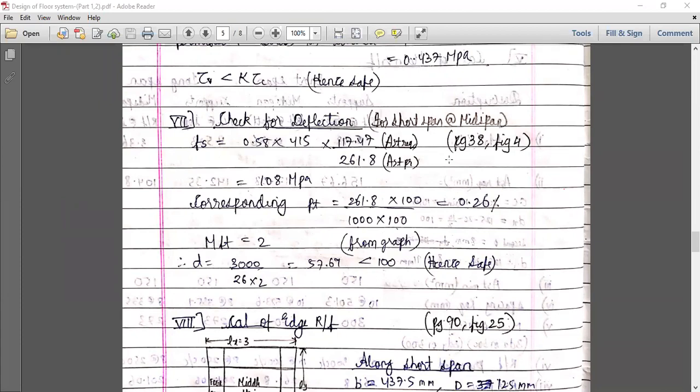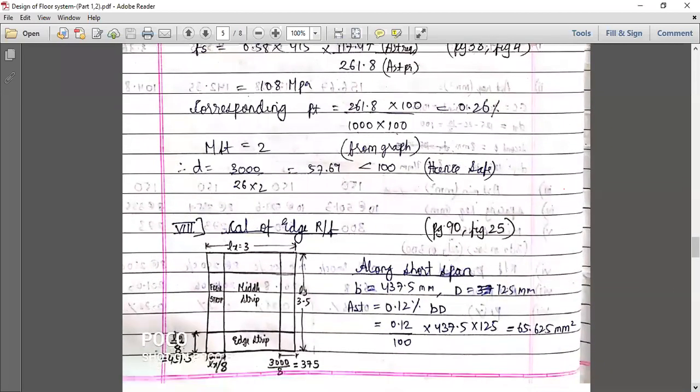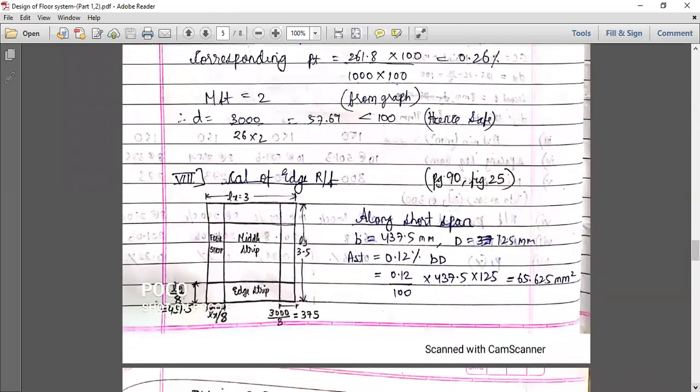Okay, check for deflection, is that clear? So now let us move on to the next step: calculation of edge reinforcement. This we have already done in TRCS.